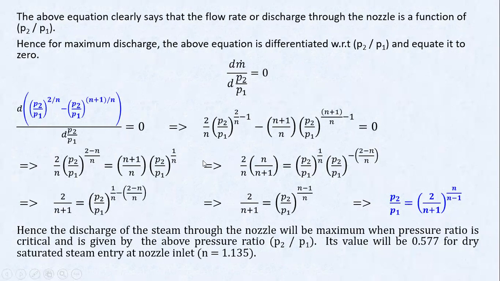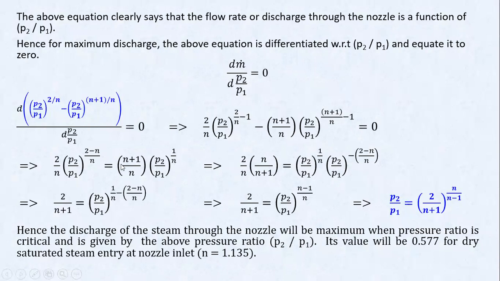Now we are taking this part on the right hand side. So you'll get 2 by n into P2 by P1 whole power 2 minus 1. If we simplify this, you'll get 2 minus n by n. That should be equal to n plus 1 by n into P2 by P1 whole power this. If we simplify this, n plus 1 minus n, so n cancels, you'll get 1 by n.